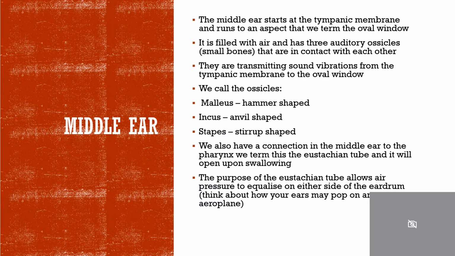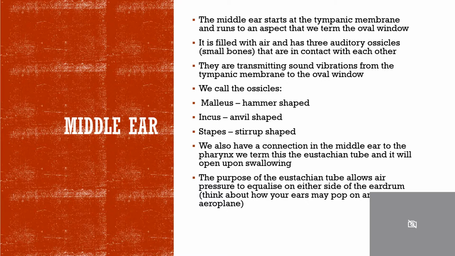The middle ear starts at the tympanic membrane and runs to an aspect that we term the oval window. It is filled with air and has three small bones that we term auditory ossicles, and these are in contact with each other. They transmit sound vibrations from the tympanic membrane to the oval window. The ossicles are called the malleus, which is hammer-shaped, the incus, which is anvil-shaped, and the stapes, which is stirrup-shaped.